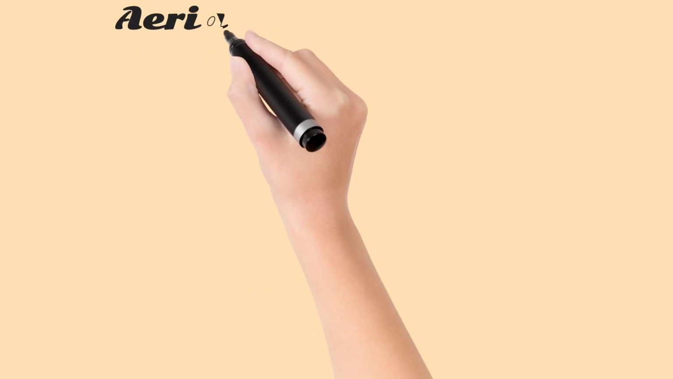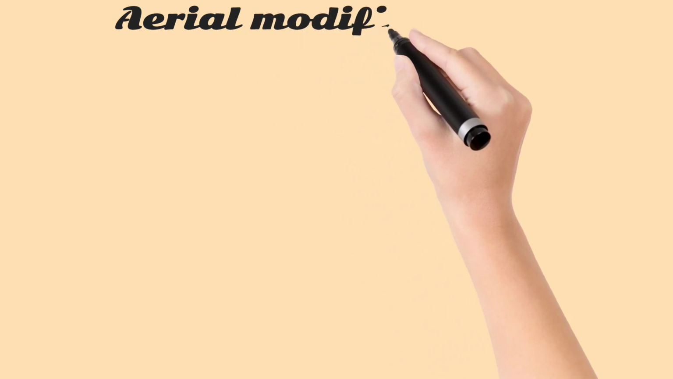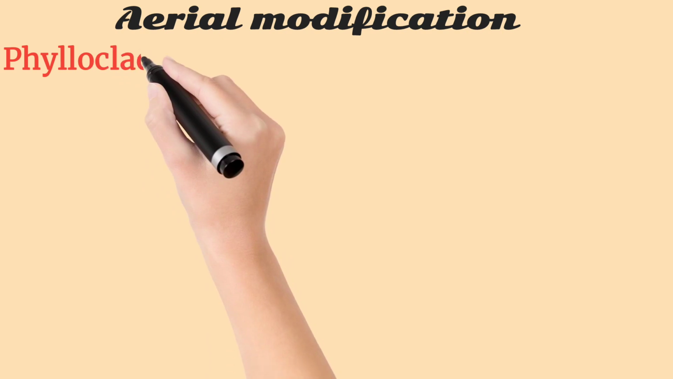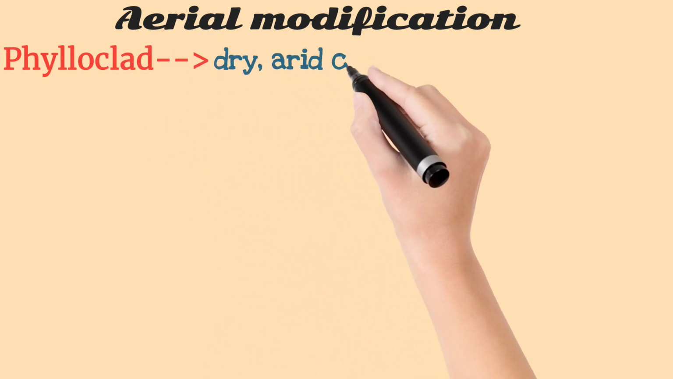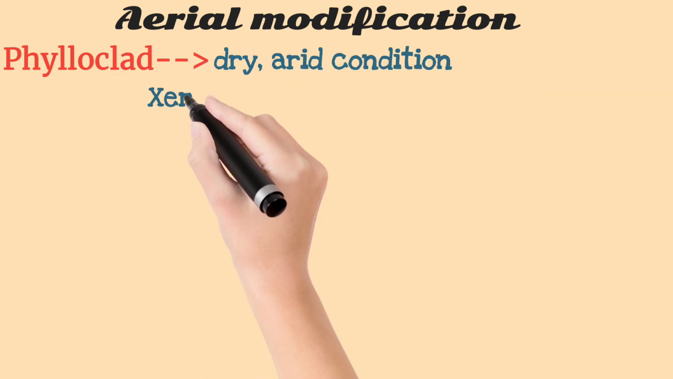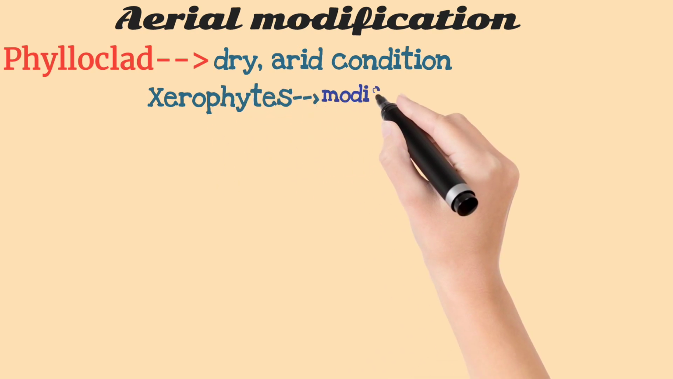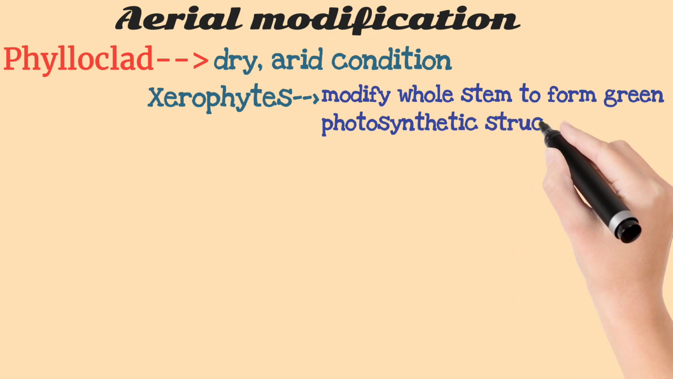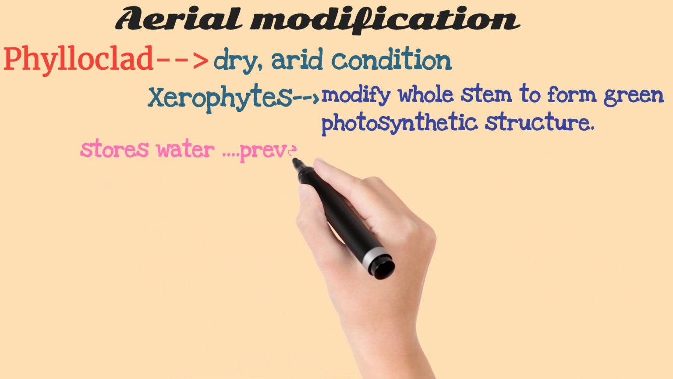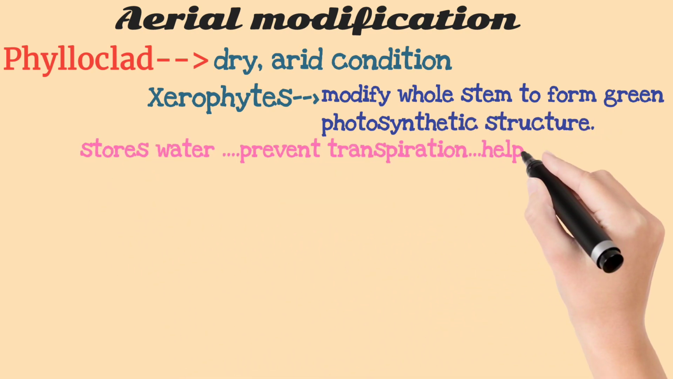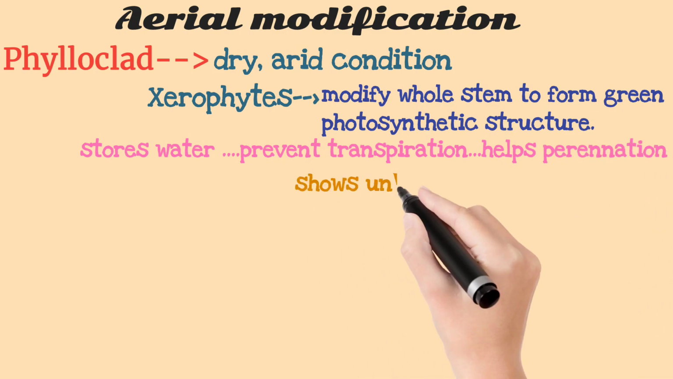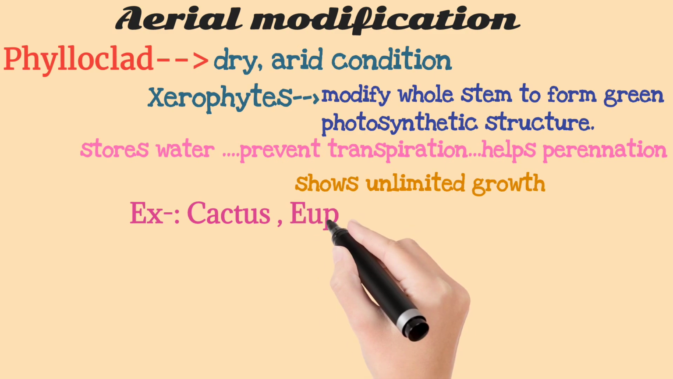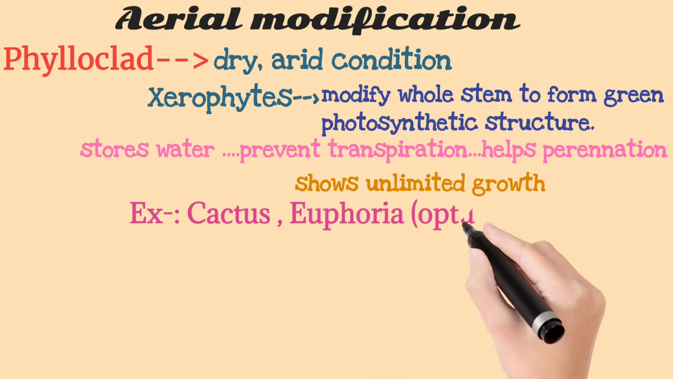Aerial modification: first type is phylloclad. Phylloclads are xerophytes, which modify the whole stem to form a green photosynthetic structure, which stores water, prevents transpiration and helps in perennation. Phylloclad grows during dry and arid conditions. Example of phylloclad: cactus, euphorbia, opuntia.